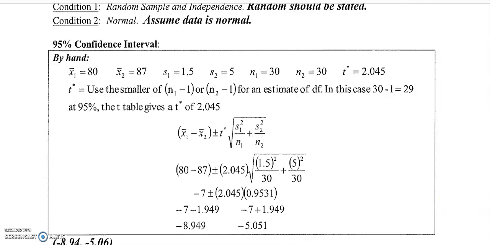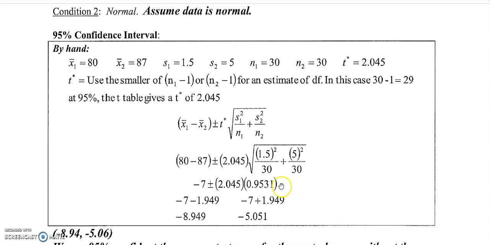So we're going to do our work for our confidence interval. By hand, it's x bar 1 minus x bar 2 plus or minus our t star times our SE. So we do 80 minus 87, which is negative 7, plus or minus the t star we're using, 2.045, times our SE of 0.9531. If I do the minus, we get negative 8.949. With the plus, we get negative 5.051. Notice that they're both negative because it's lower, and it's telling you lower by how much.